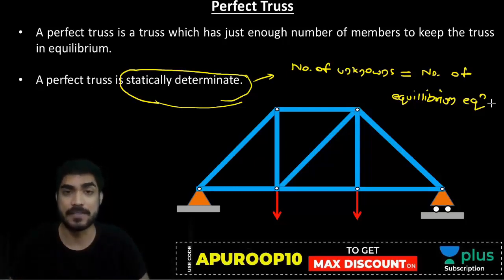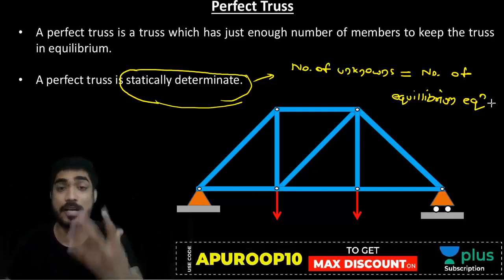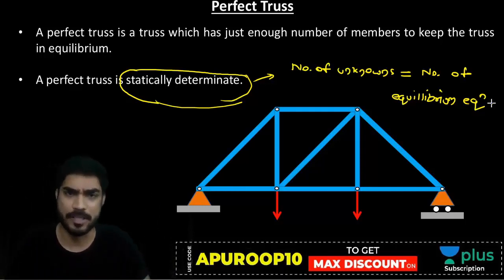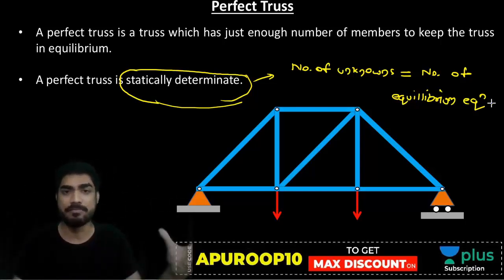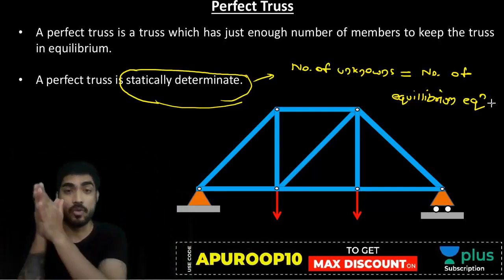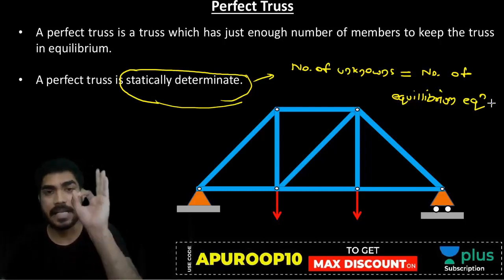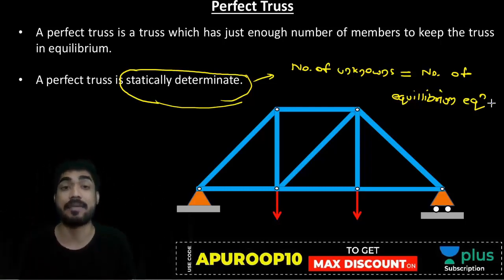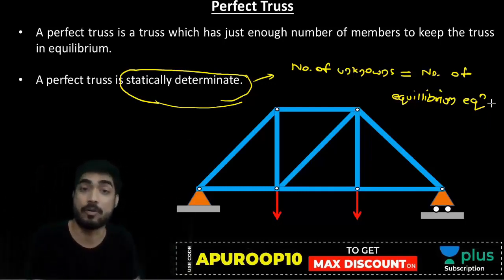In case of statics, whenever there are unknown forces, how do you find them? What method do you use? What equation do you use? You use equilibrium equations, right? In statics, we only have equilibrium equations to find out the unknowns, right? So if the number of unknowns and number of equilibrium equations are equal, it means you can determine all the unknowns. So it is known as statically determinate. Do you understand the meaning? Statically determinate means number of unknowns is equal to number of equilibrium equations.